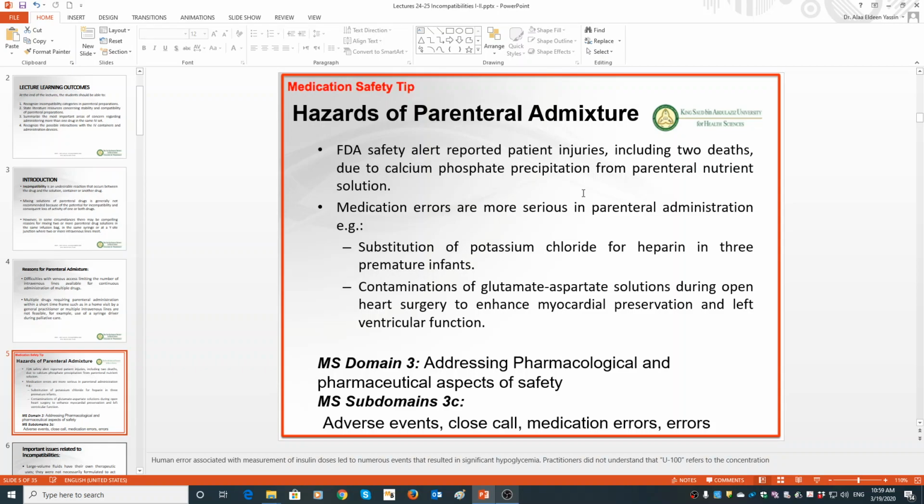life-threatening issues. Contamination of a parenteral solution during open heart surgery, for example, glutamate aspartate solution during open heart surgery, can enhance myocardial preservation. Okay, it can be very serious, because they give glutamate aspartate to enhance myocardial preservation during surgery. So contamination of this will expose the patient to serious infection that might be life-threatening for that patient.